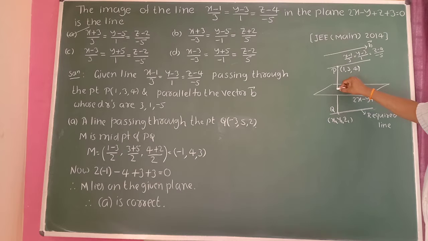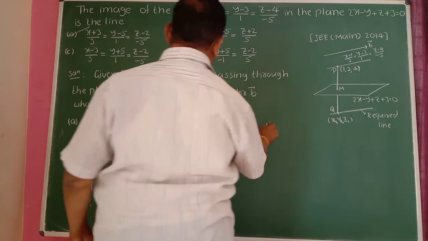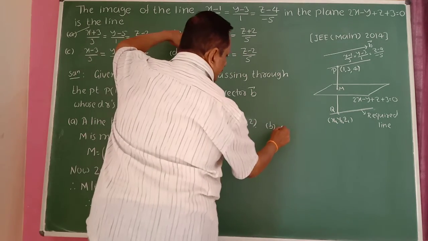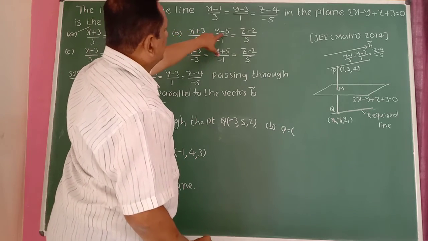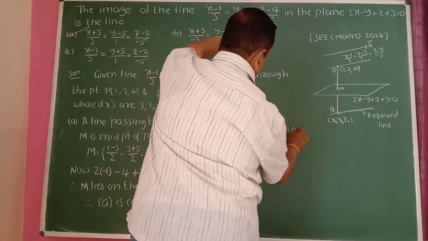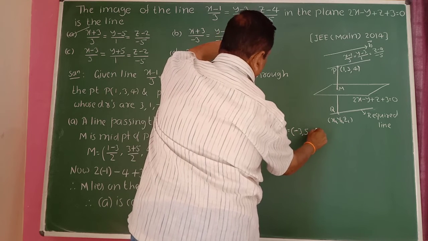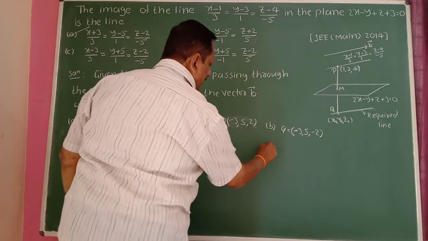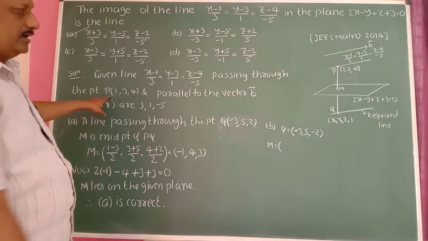Then obviously M is the midpoint of PQ. If M lies on the plane, then that is the correct option. You can check whether the second option is correct or wrong. Consider the second option. According to this, Q is equal to (-3, 5, -2). Again, you find the midpoint of PQ. P is this one, and Q is this one.